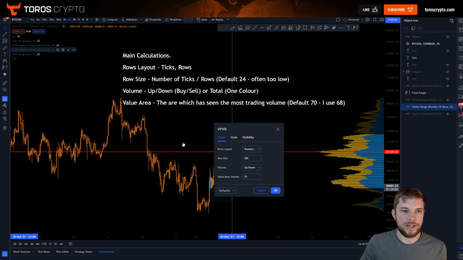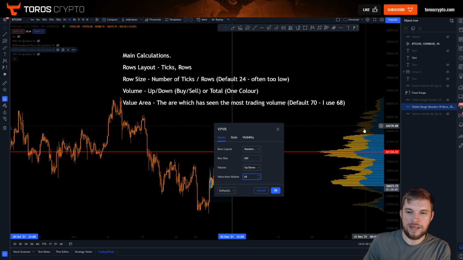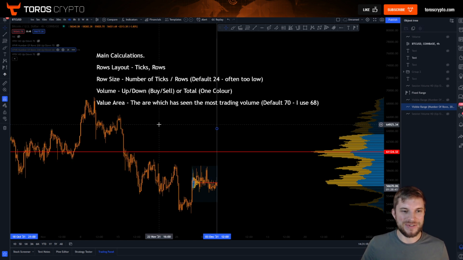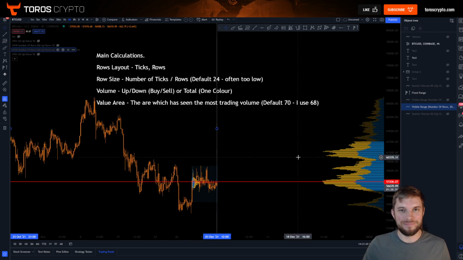And finally, you have your value area volume. So again, this will be set as 70 as default. For me personally, I use 68. Okay, and the reason for this is it just removes a little bit of noise from the edge of your chart. Okay, so what you'll often find, and I'm sure anyone who has been trading for a while is aware, is that sometimes you get front run on levels quite a lot.